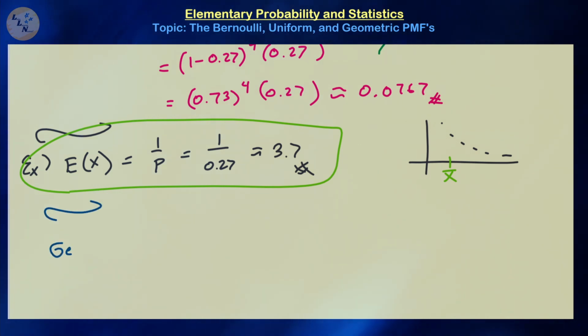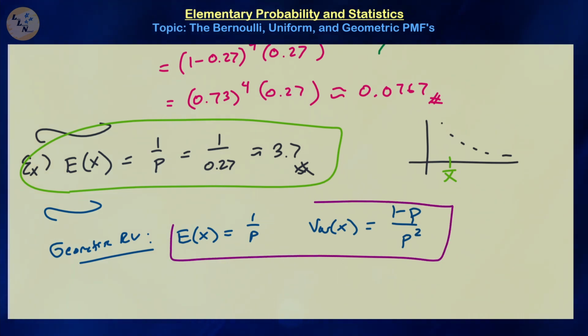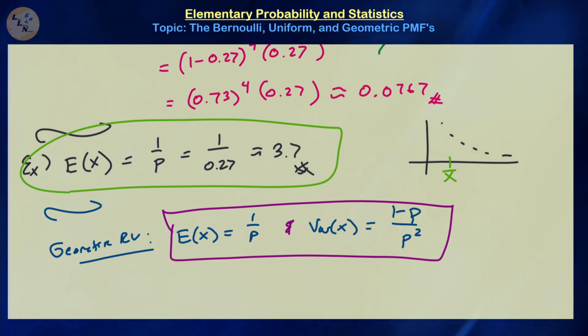So again, for a geometric random variable, the expected value is going to be equal to 1 over p, and the variance, and we're going to get into applications of variances of random variables later, is going to be equal to 1 over p squared. So again, one could ask the question, where do these formulas come from? Can you prove these things from the definition? And the answer is yes.